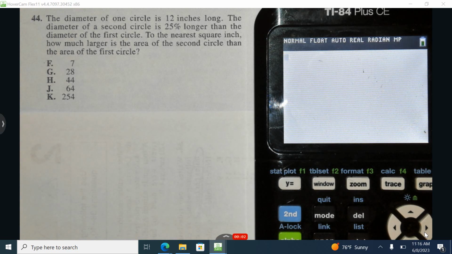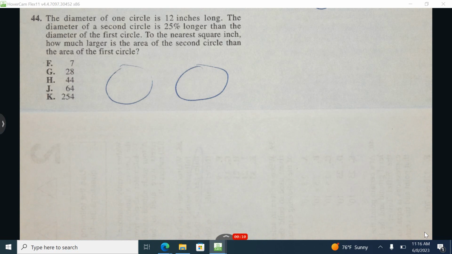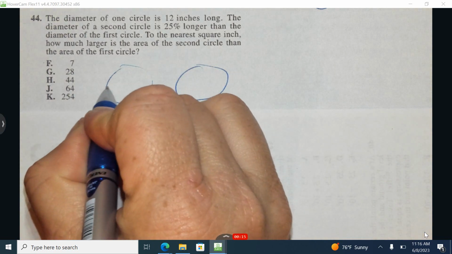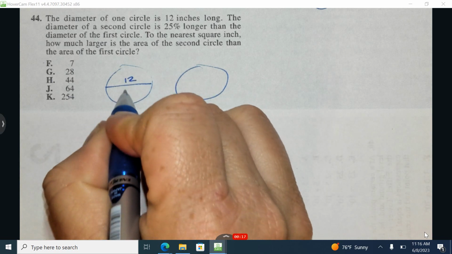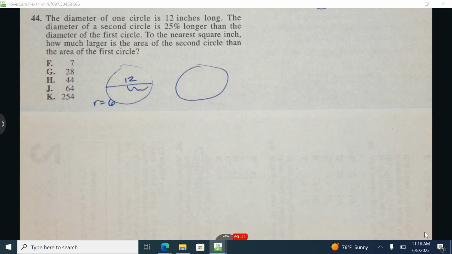In 44, we're talking about circles, but they don't provide us a diagram, and they're talking about two different size circles. So the test taking tip is going to be to draw those two circles. They don't have to be drawn to scale. It states that the diameter of the first circle is 12 inches, which means I know the radius is 6. Radius is always half the diameter.